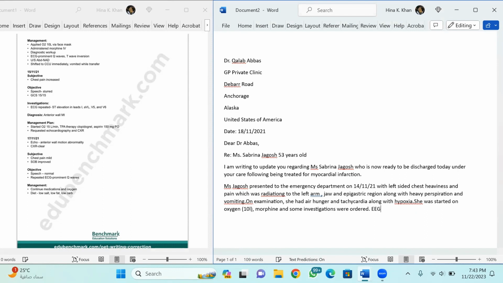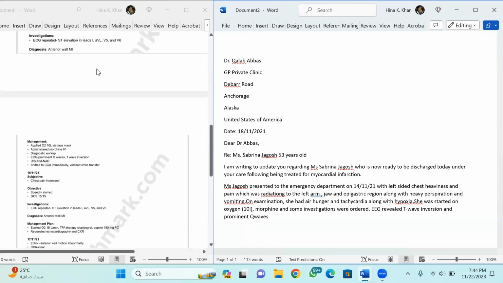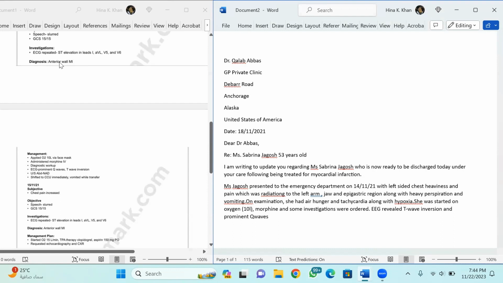If you want, you can write the full form also. ECG revealed T wave inversion and prominent Q waves. Okay, and it was shifted to CCU immediately, vomited while transfer. Now you can see this one thing, diagnosis anterior wall myocardial infarction was also made.